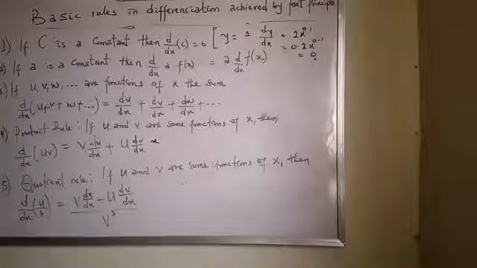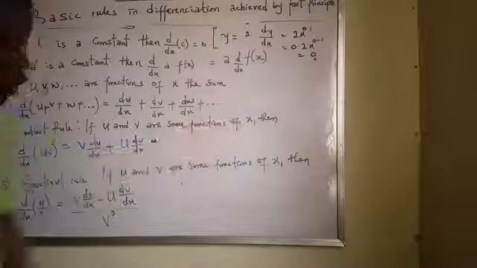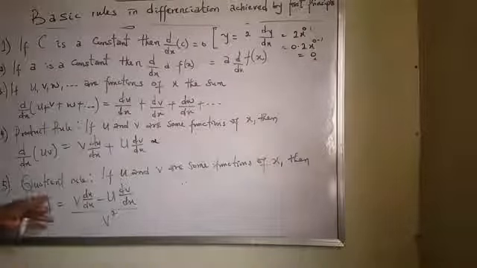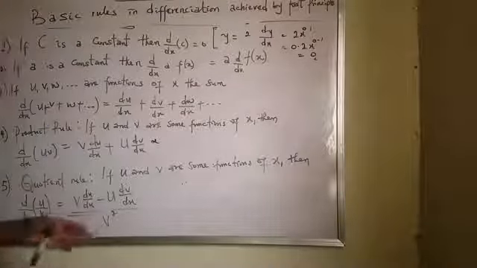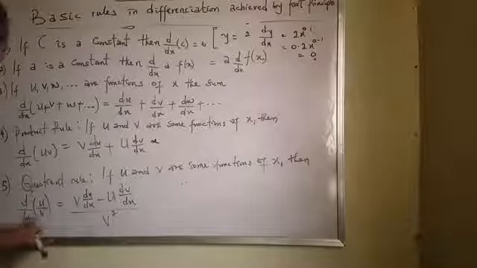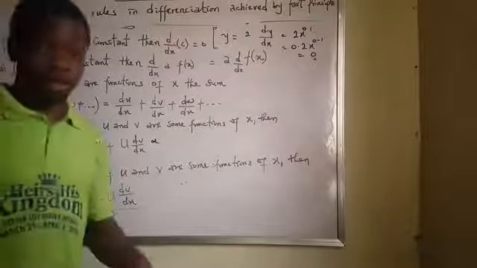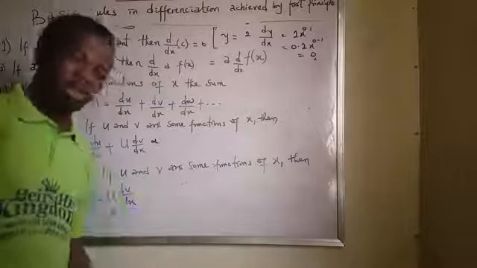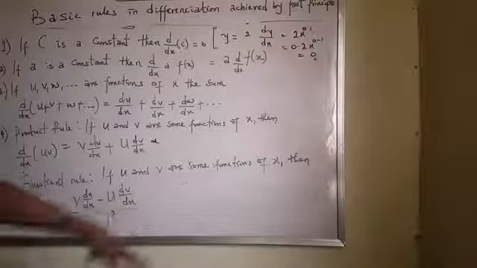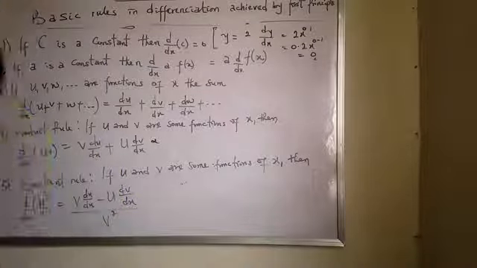Then the quotient rule: if u and v are some functions of x, then d/dx of u over v is what? Quotient rule. Quotient means division, this upon this. So we have this to go, and we treat it with examples.